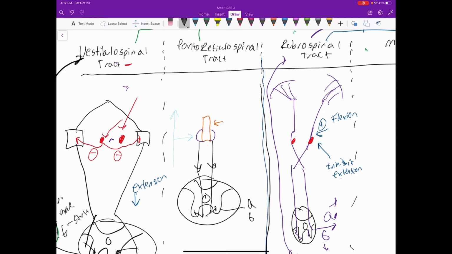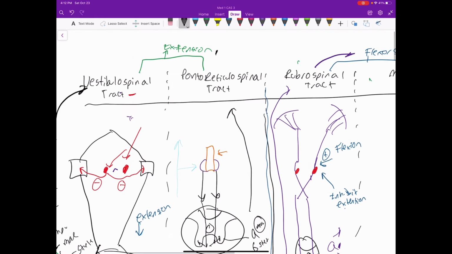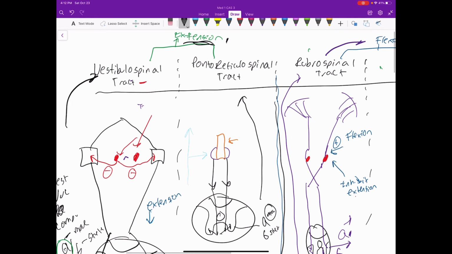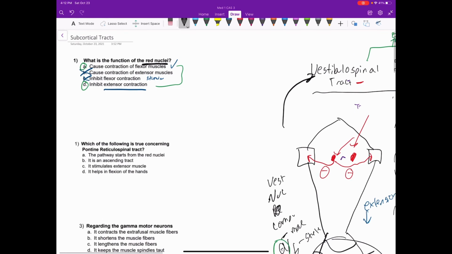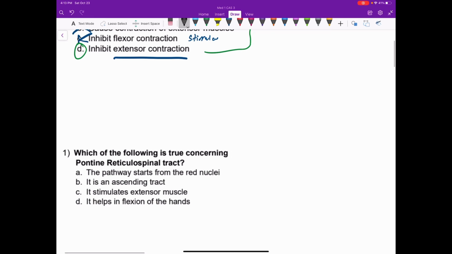What do these neurons do? This is motor. This is detect stretch. What is the motor for the Pontine reticular tract? What do we think? Well, it's got to be extension because we said this tract does extension. Okay, so the Pontine reticulospinal tract does extension. Now, let's look at our choices. Which of the following is true concerning the Pontine reticulospinal tract?